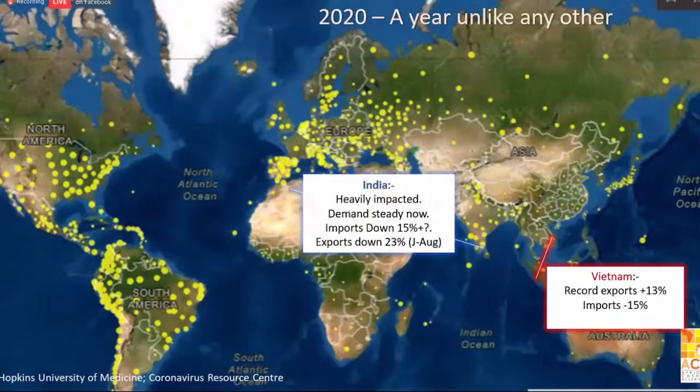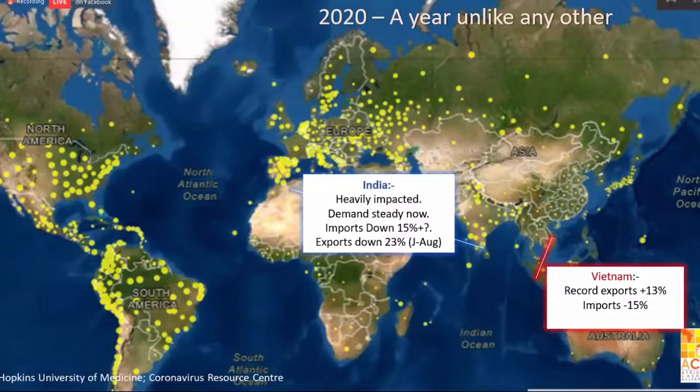If we look at India, a very different situation. India has been heavily impacted by the coronavirus. It has had lockdowns, releases, regional lockdowns, and all of the impacts of the coronavirus. Demand, I'm told, is steady in India now, perhaps not where we would like it to be at this time of year, but nonetheless recovering.